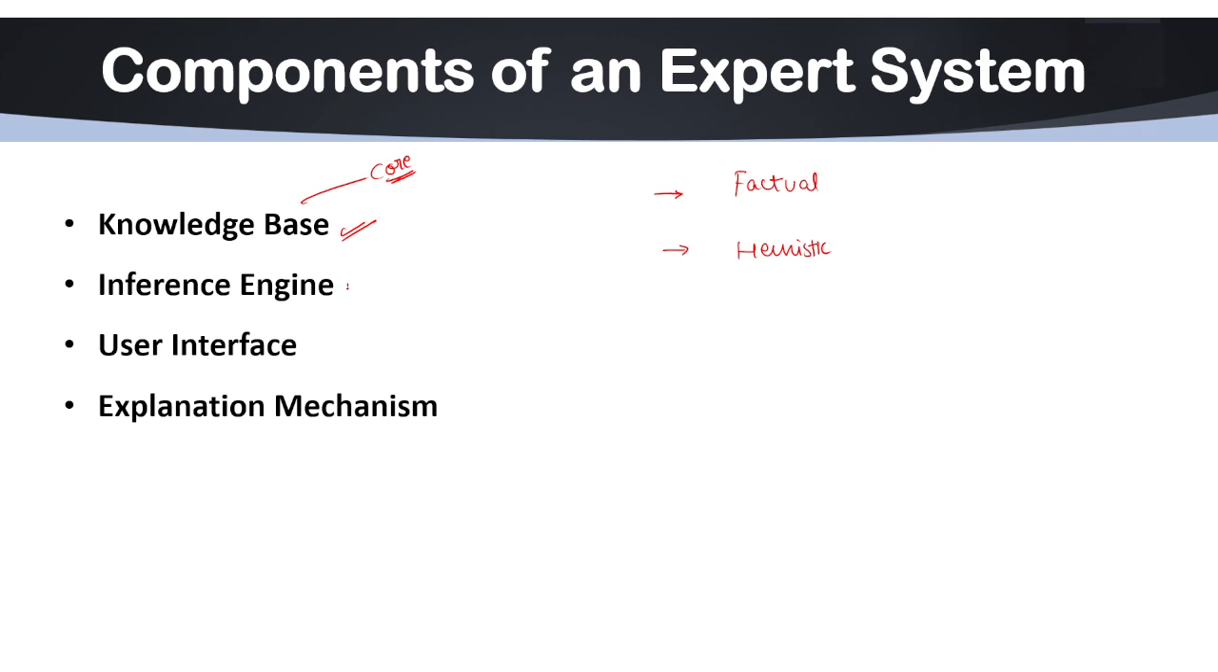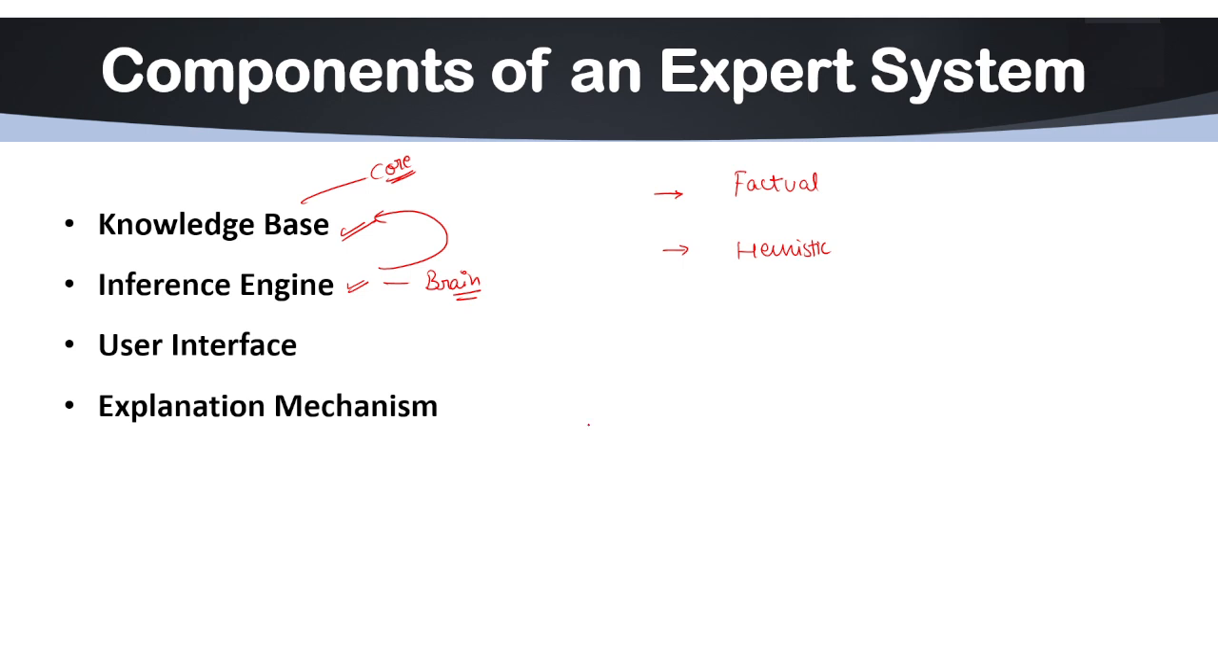Another we have is the inference engine. Basically the inference engine is nothing but the brain of the expert system. As we all know, जैसे हम humans का जो भी काम होता है, decision making होती है, all is done with the help of the brain only, right? Similarly, the inference engine is the brain of an expert system. It processes the knowledge base and applies logical reasoning to derive the conclusion.